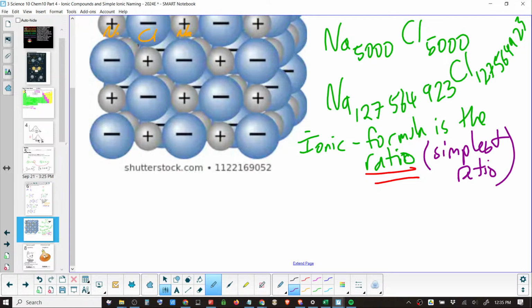So there cannot be such a thing as Na2Cl2. We would immediately cross that off and make it NaCl, because none of them have a beginning and end, they all go forever. And we would never call this a molecule. Molecules have a beginning and an end. This we call a formula unit, or an FU for short. Oh, that's weird.